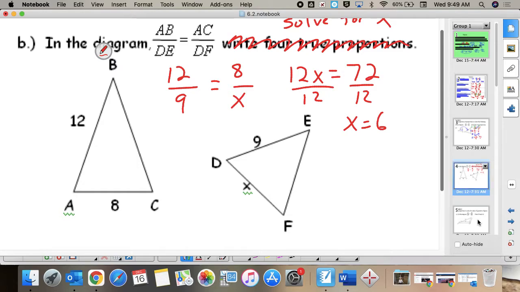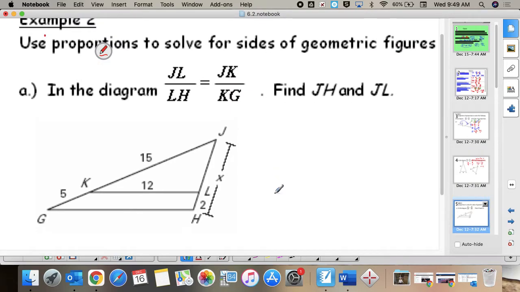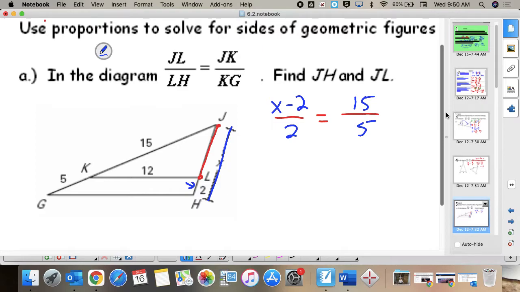Right. Take a look at example 2 then. So filling in our pieces here. JL. This is where we got to be careful. JL is not X. Right? The whole thing here, JH, is X. JL then is that whole X without this 2 on the bottom. So JL is X minus 2. LH is 2. JK is 15. KG is 5. And now we'll cross multiply.